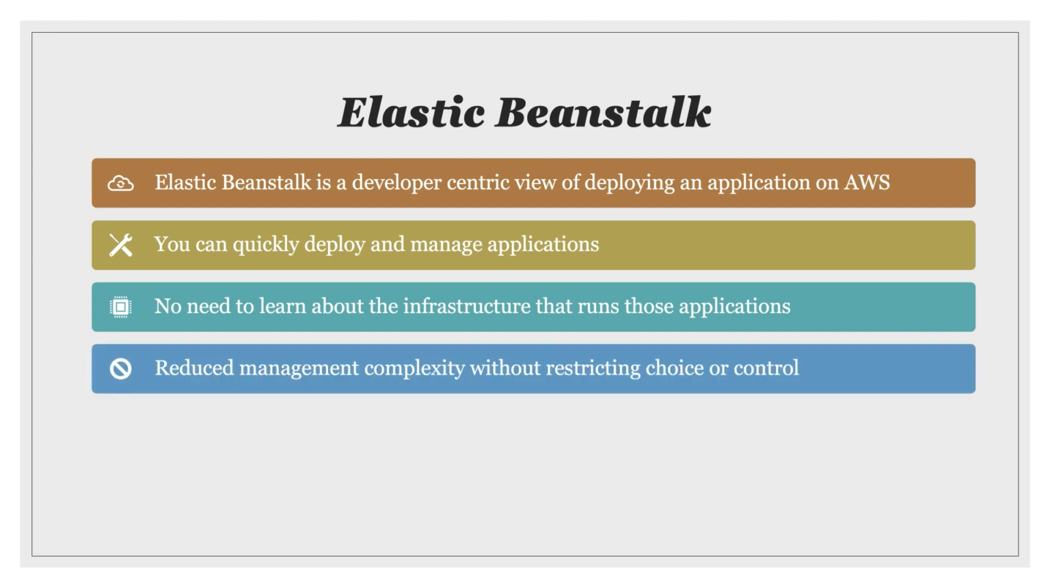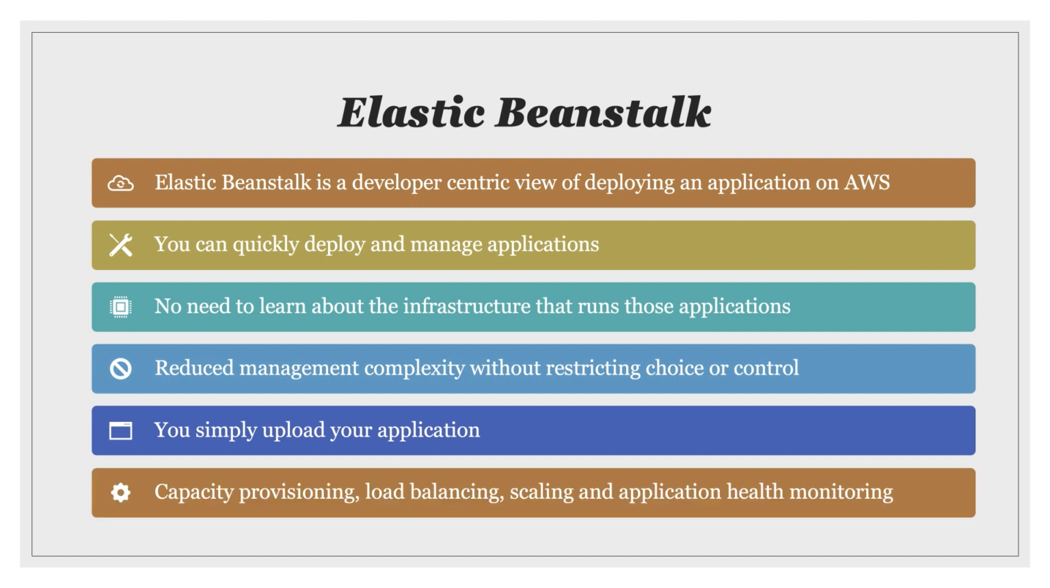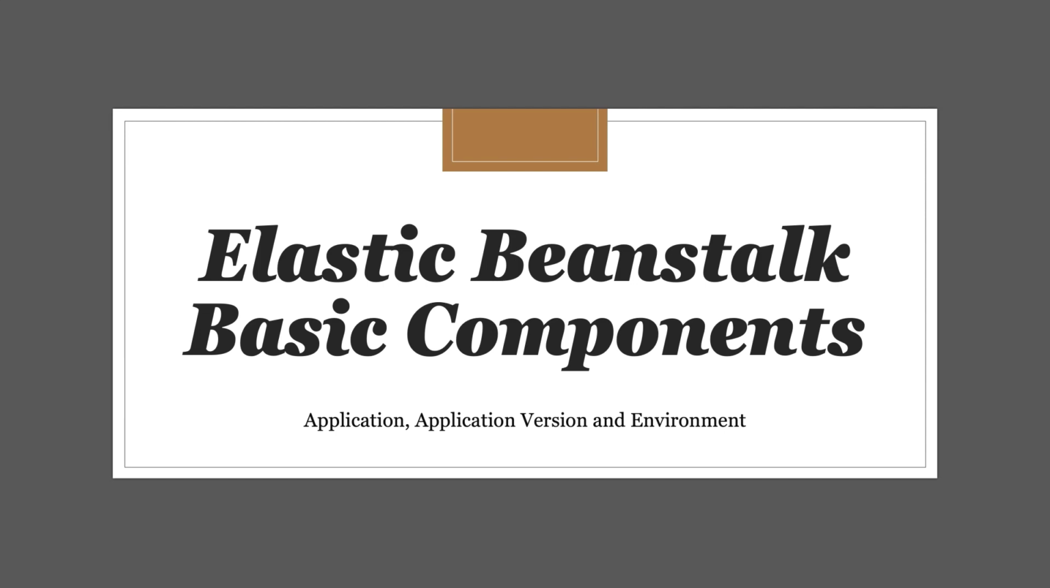It reduces management complexity without restricting choice or control. You simply upload your application and Elastic Beanstalk will take care of everything, starting from capacity provisioning, load balancing, scaling, and application health monitoring. Let's see some of the basic components of Elastic Beanstalk. We have three main components: application, application version, and environment.